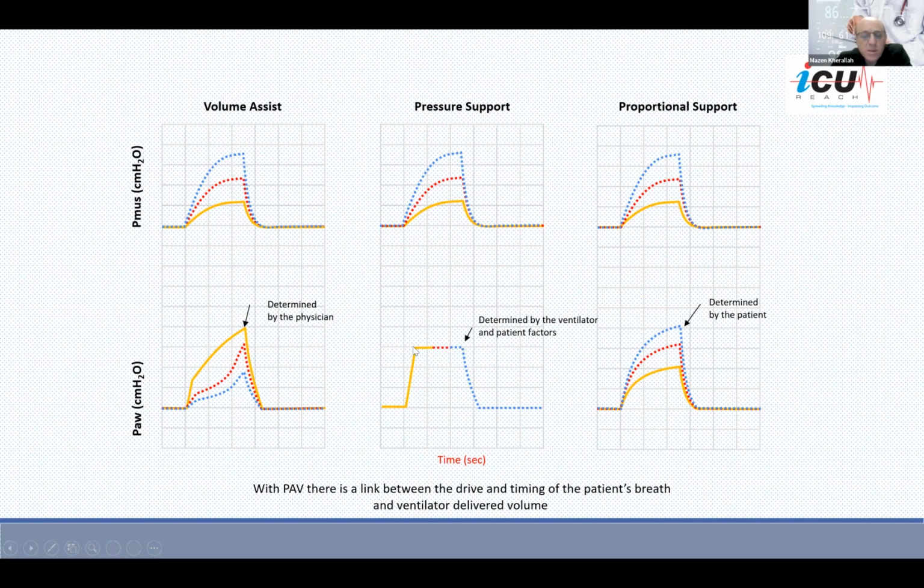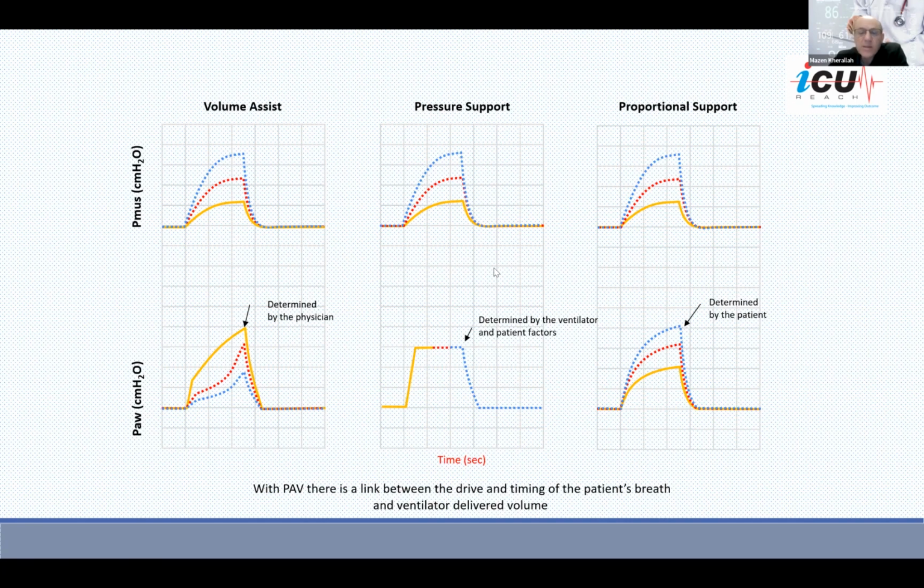So no matter what, that pressure is fixed. Now with different levels of patient's effort, you will see whether the patient breathes in this area here, in the red dotted line, or in the blue dotted line. You can see that the pressure does not change. It's the same pressure, and of course exhalation is determined by the patient and the ventilator. It's the flow essentially in pressure support.